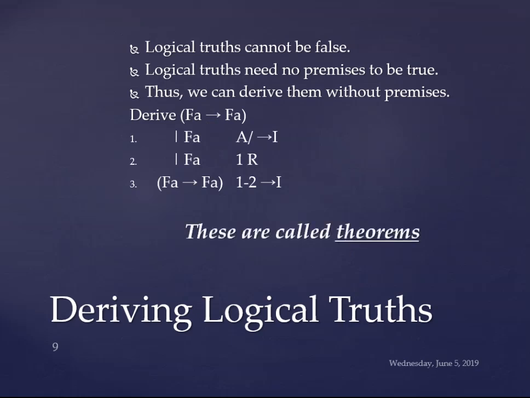Here's something you should know, at least when we're talking about derivation, right? Logical truths are called theorems, right? So what is a theorem in derivation speak, right? A theorem is a derivation of a logical truth. And what's special about it is that it has no premises, okay? So a theorem in derivation speak, right, is a derivation of a logical truth, meaning that it's a derivation that has no premises.